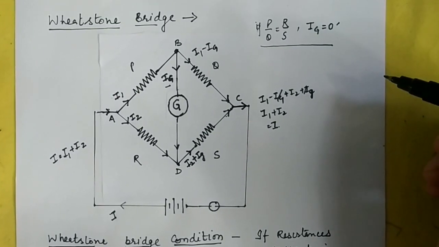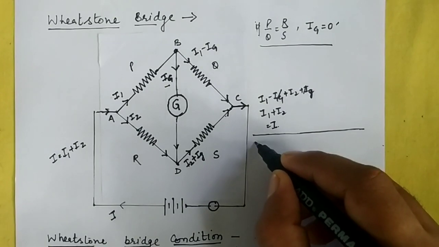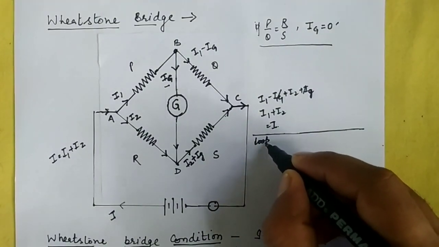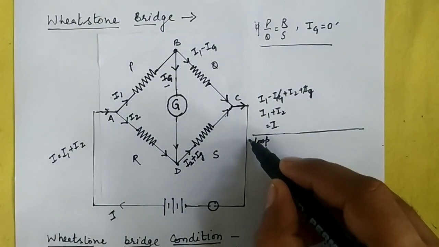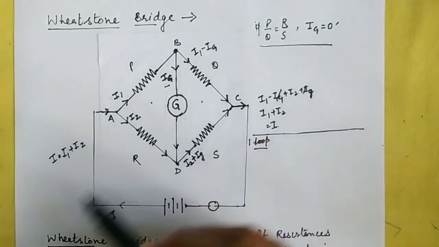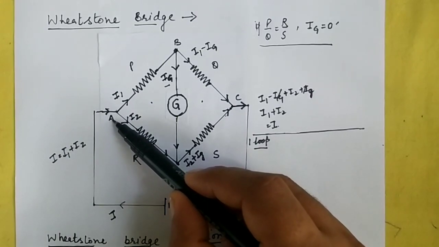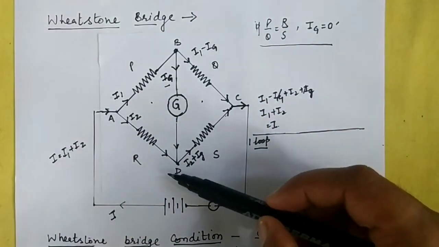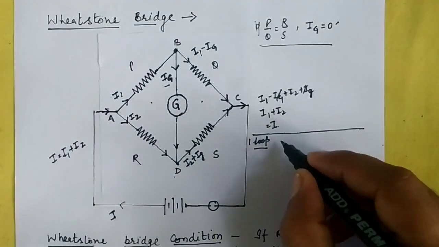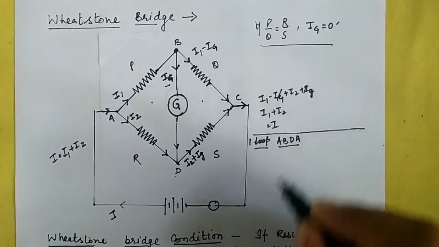Now we apply the loop rule. First of all, I should choose the loops. The first loop I will choose is this part, and the second one I will choose this part. Now see here the loop is from A, B, D, A. That is A, B, D, A.